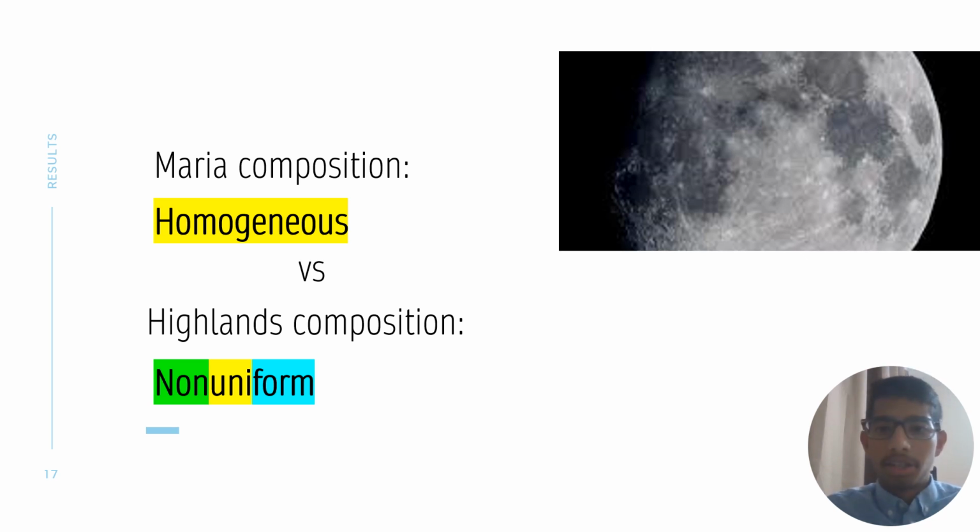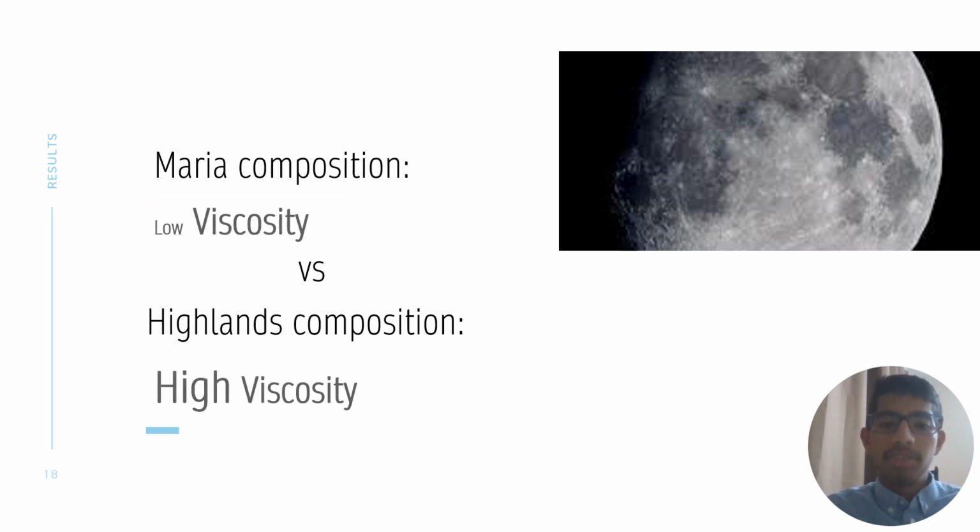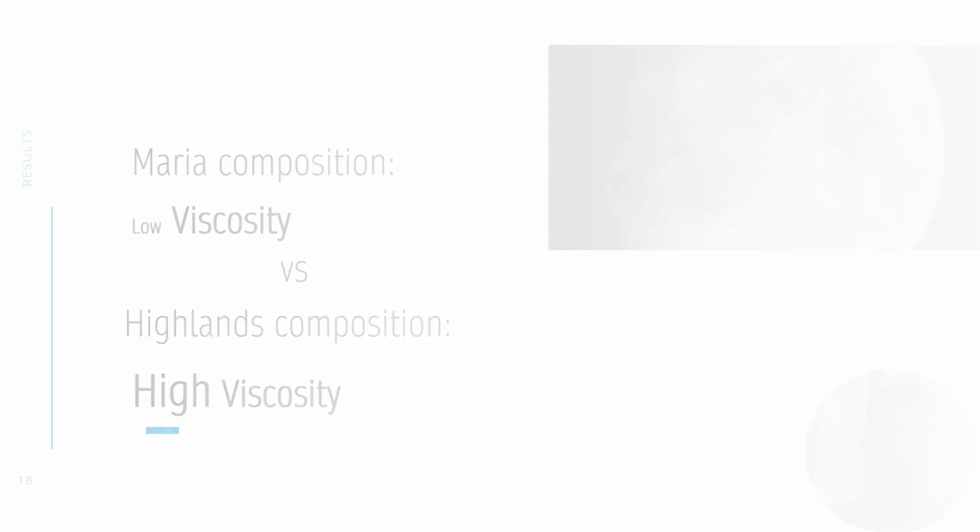But why might this occur? A very plausible explanation for this is that the lava which formed the maria was of a low viscosity, which would allow it to naturally mix, while the magma which formed the hyalines was of a high viscosity, hindering the mixing process, leading to a more non-uniform composition. This idea is actually supported by existing literature.